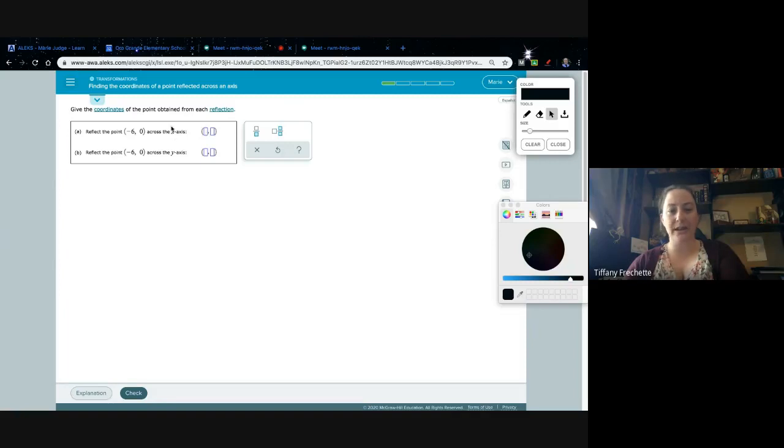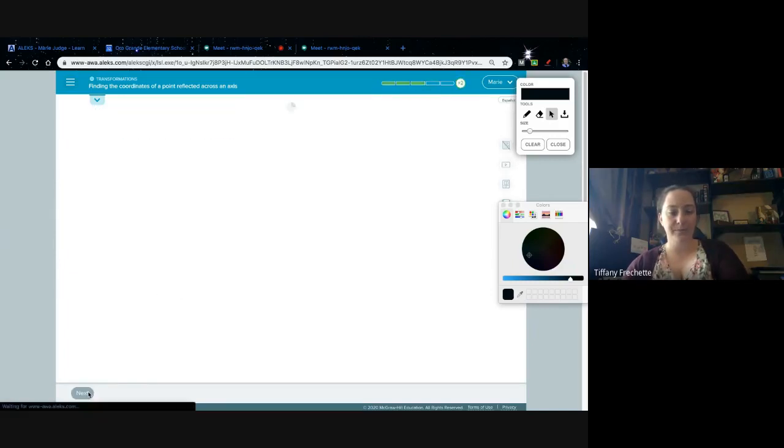Okay, so we're flipping over the x-axis. So the x is going to stay the same, but y would flip signs. In this case, y is 0. Am I going to write -0? No, I'm just going to leave it as 0. So now I'm going to flip it over the y-axis. So remember, y is going to stay the same, but x is going to flip signs. So it's going to go from -6 to +6. 0 is going to stay 0 because no matter what, 0 stays 0.